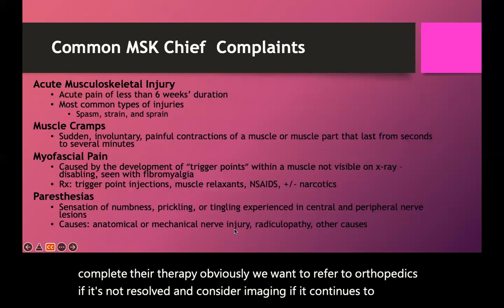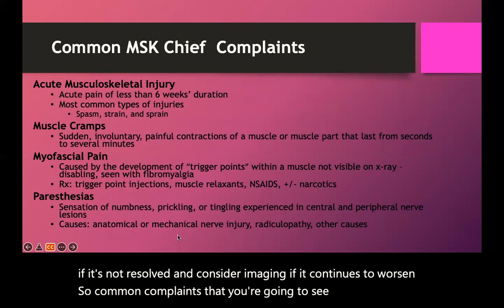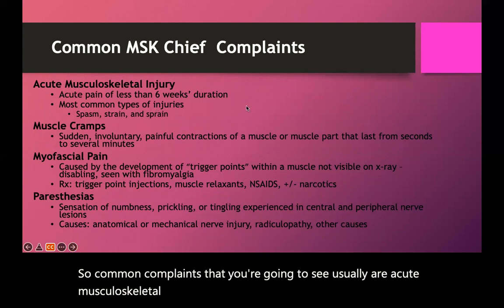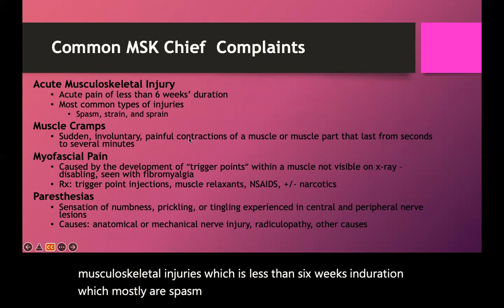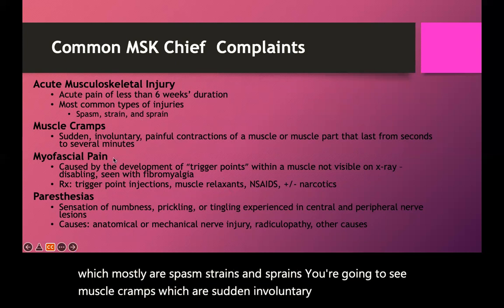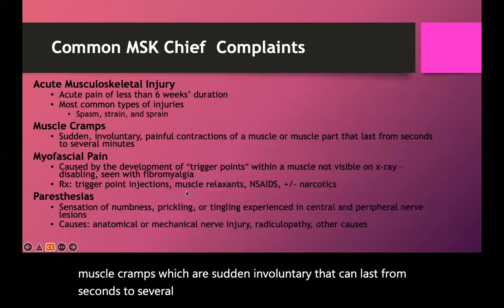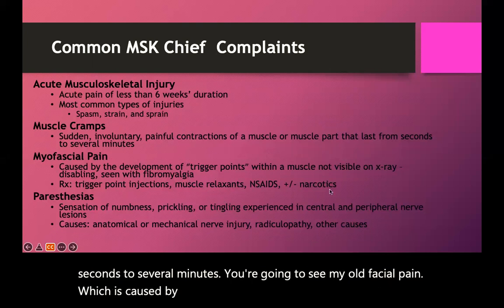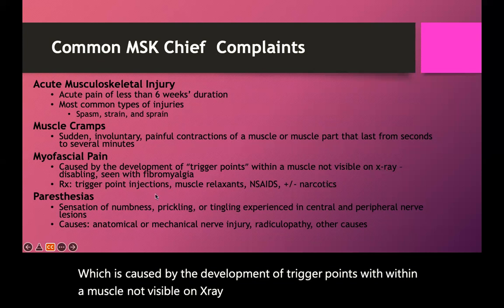So common complaints that you're going to see usually are acute musculoskeletal injuries, which are less than 6 weeks in duration, which mostly are spasms, strains, and sprains. You're going to see muscle cramps, which are sudden, involuntary, and can last from seconds to several minutes. You're going to see myofascial pain, which is caused by the development of trigger points within a muscle, not visible on X-ray. It's disabling. It's seen with fibromyalgia.